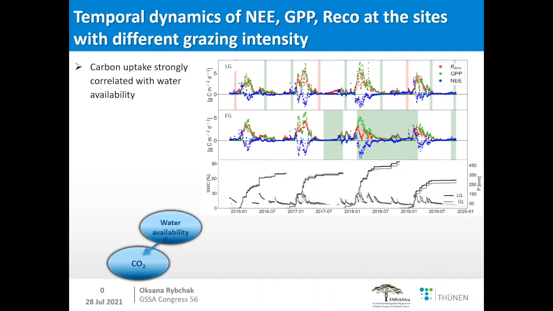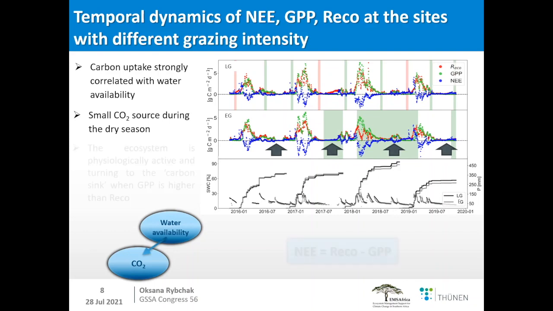First of all, we need to look at the peaks of net ecosystem exchange, which are highly correlated with water availability. More precipitation events result in the longest and the biggest peaks. Thus, we see that the third year of measurement was the most productive year. During the dry season, when the ecosystem is water limited, we can observe a slight carbon source ecosystem.